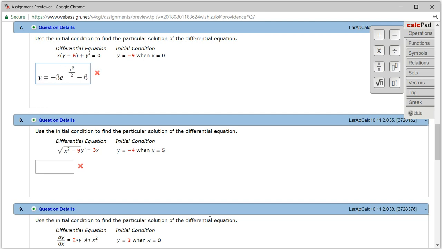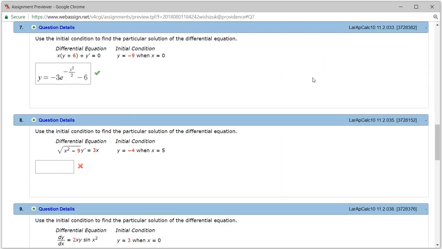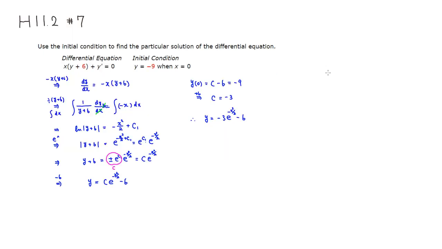Let's check the answer. I came back and it looks like we got this one correctly. That's it. I hope that this was clear.